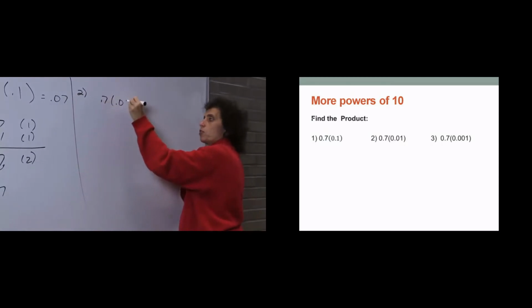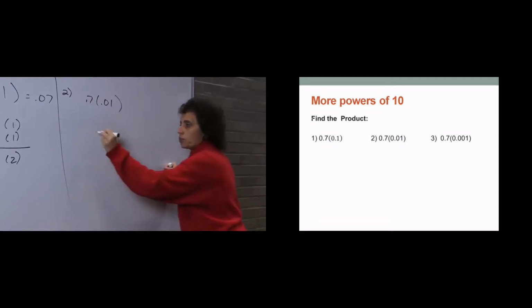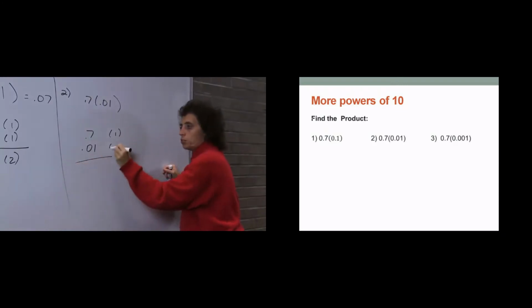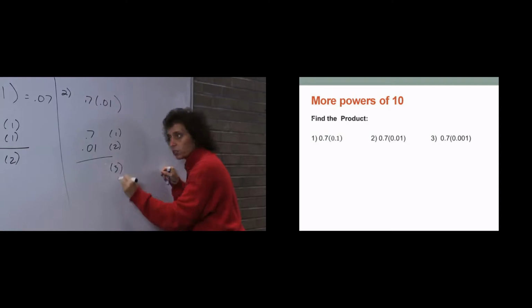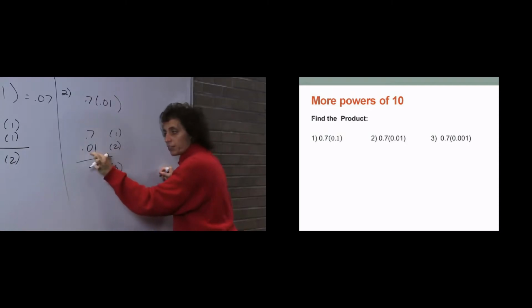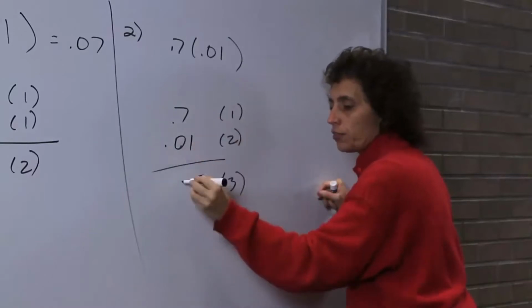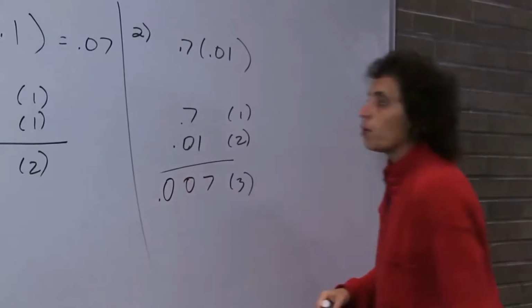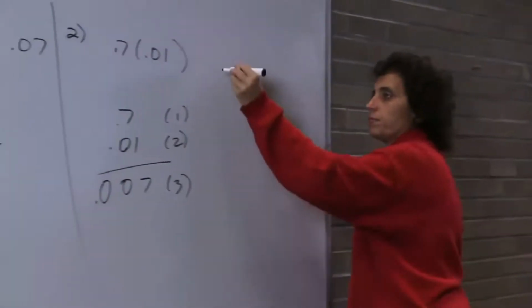0.7 times 0.01. Okay, so again, 1 place here, 2 places here, 3 places here. I'm going to multiply everything down here by everything up there. 1 times 7 is 7. 0 times 7 is 0. But I need 3 places, so I need to do this. 0.007.